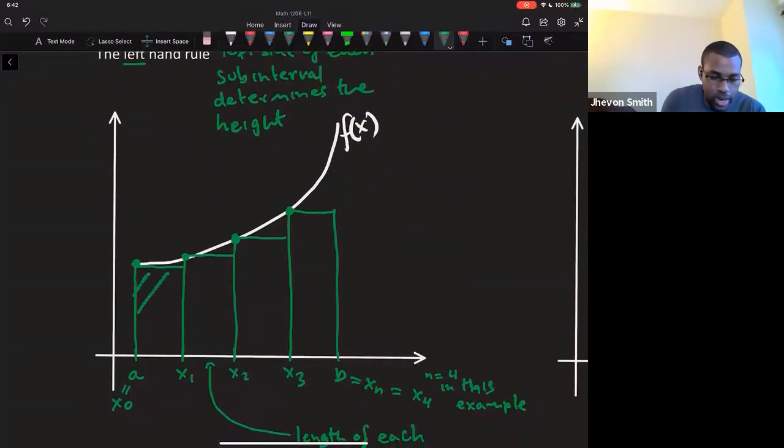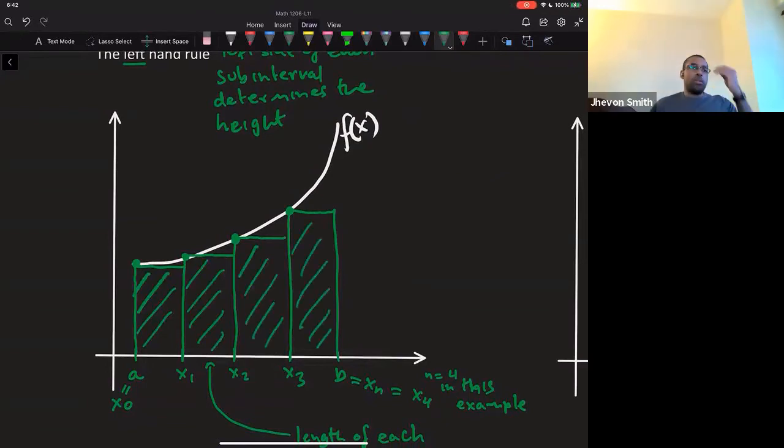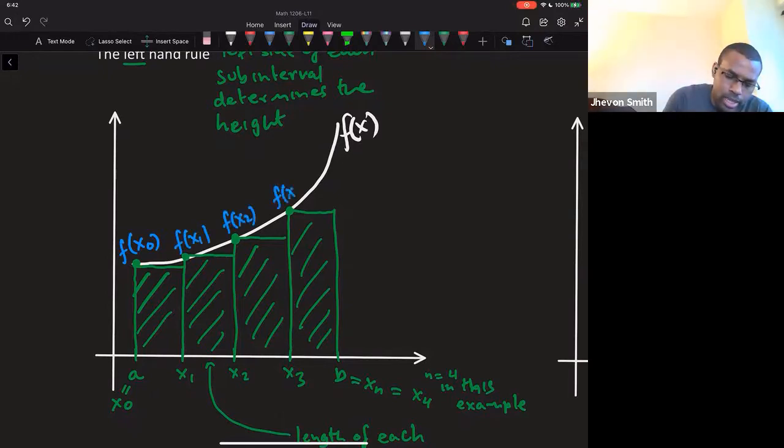Okay. So now I can find the area of all these rectangles over here. And this is going to be an approximation for the area under this function between A and B. Now, of course, each of these guys will have a height. So this here will be f of x0 is going to be that, f of x1 is going to be that, f of x2 is going to be that, and f of x3 is going to be that. Notice that there's no f of x4 because f of x4 is on the right side. And so you only take the guys on the left side.